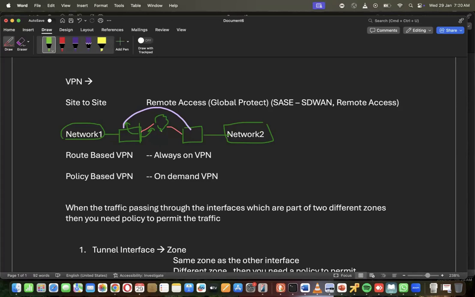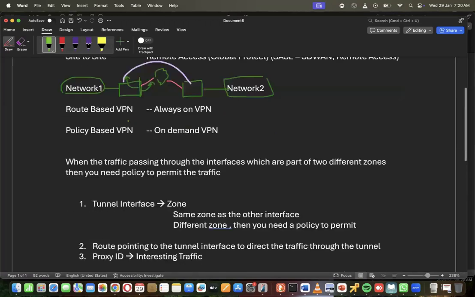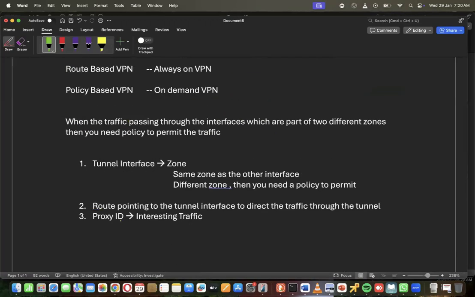Whenever the traffic is going to the internet, it will be sent in clear text. Whenever the traffic is going to the other side, it will be protected according to the negotiations you have done. So this is what proxy ID is all about. For this proxy ID, we will have a route pointing to the tunnel interface. If you are very sure about these 3 things, then obviously you can complete the configuration.